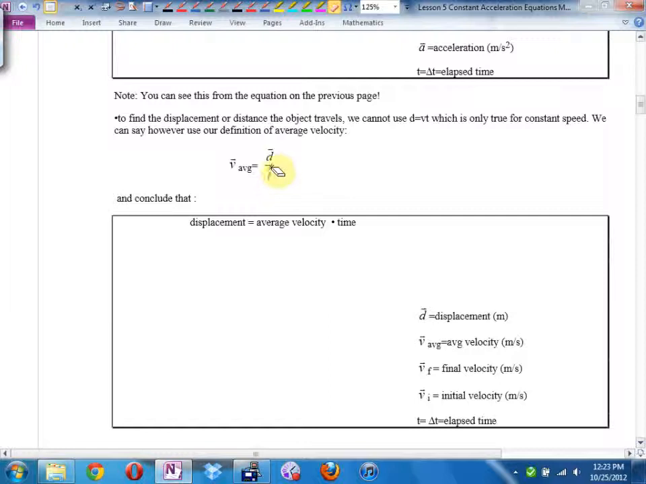How? What's the T doing to the D mathematically? Adding, subtracting, multiplying, or dividing? Dividing, so how would I move the T over? I think I can say this. Displacement equals average velocity times time. We're not going to stop there.